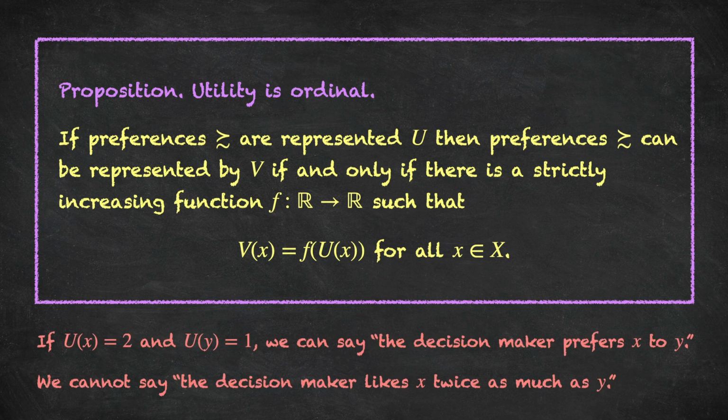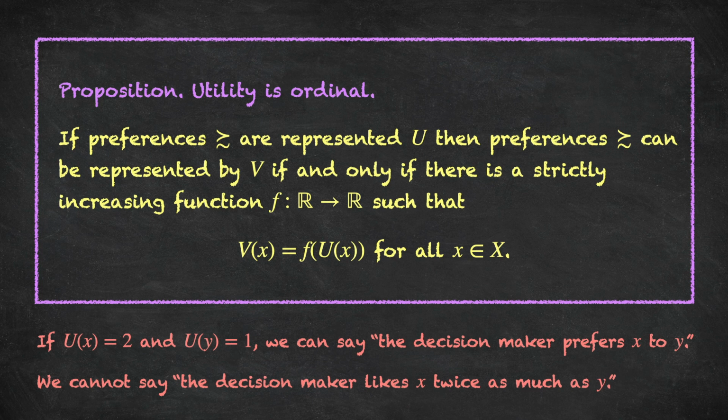One implication of the fact that utility is ordinal in this model is that it makes very little sense to talk about intensity of preference. For example, if the utility of an outcome x is equal to 2 and the utility of the outcome y is equal to 1, we can say that the decision maker prefers x to y. That is why x was given a higher utility number than y. What we cannot say is that the decision maker likes x twice as much as y. Indeed, such a concept may not even be well defined.